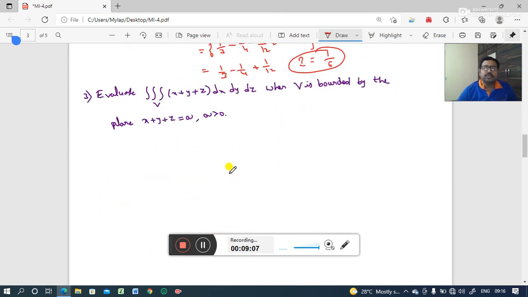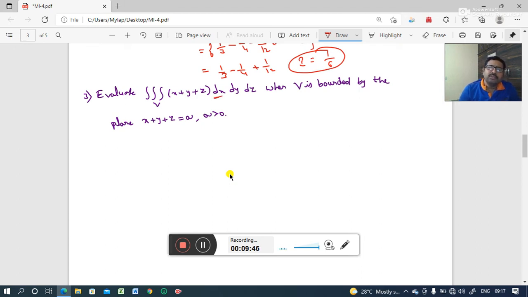Now in the triple integral also they may ask similar kinds of problems, means they are not giving limits directly. If you look at the third problem: evaluate the triple integral of x plus y plus z into dx dy dz, where V is bounded by the plane x plus y plus z equals a, where a is greater than 0. Here also the identification of variables plays a very important role. So first you need to identify the variables.